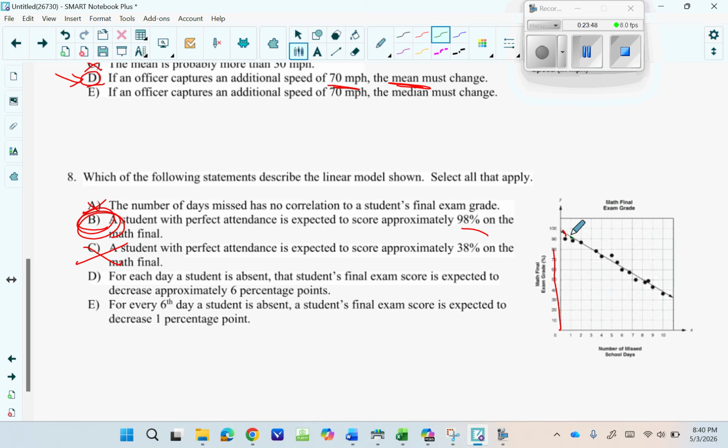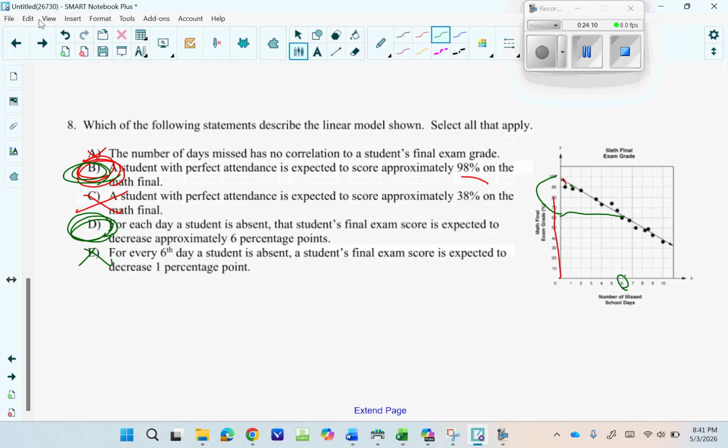Yeah, I would say yes, that's true. So that one, for every 6th day the student is absent, okay, so we're right here, the score is expected to decrease 1%. No, it's decreasing a lot more than that. Look at that. It's going down like 40%. So no. Okay, so it's B and D for our answers.